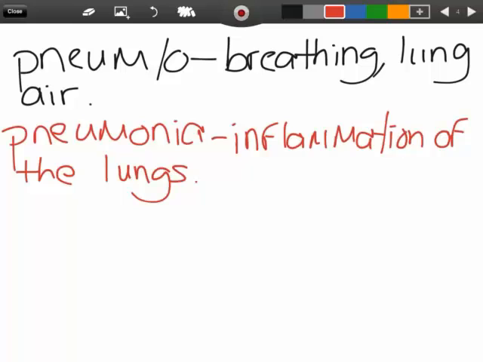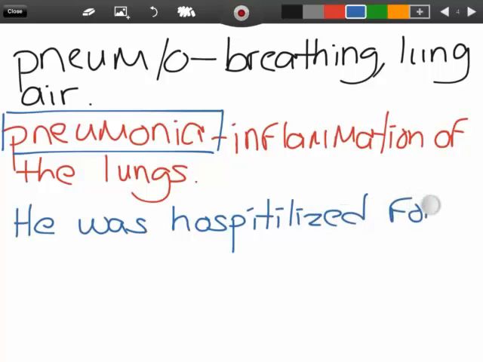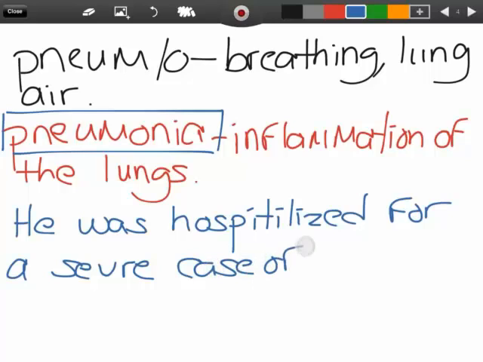I'm going to use this in a sentence. I'm going to read that to you. He was hospitalized for a severe case of pneumonia.